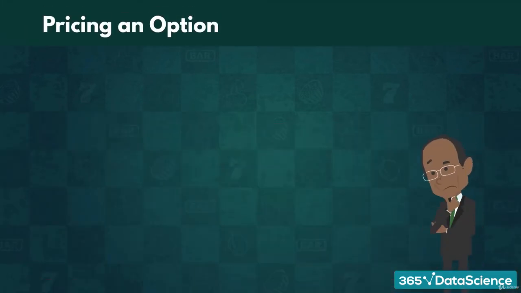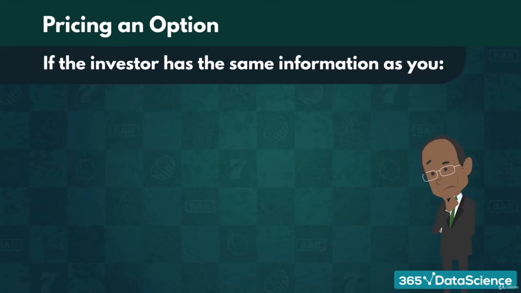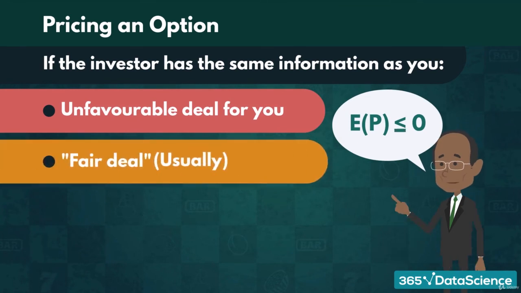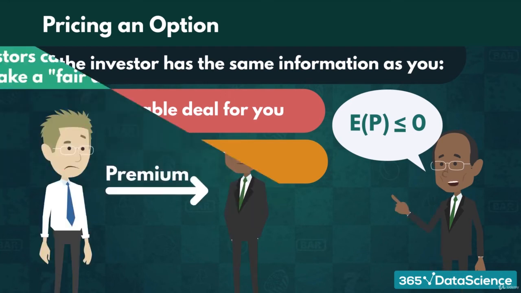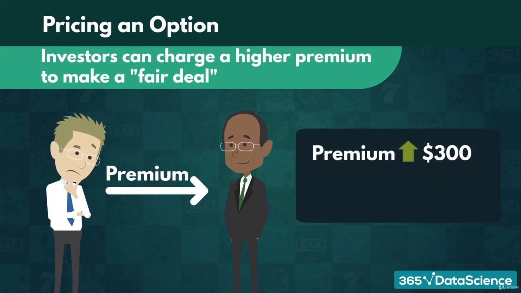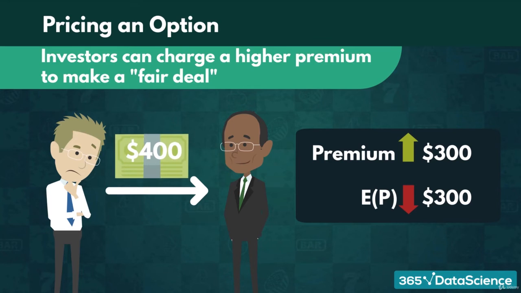Usually, your counterparty that charges the premium is also making their calculations. If they had the same information as you, they would either make the deal unfavorable for you or at least a fair deal. We can assume that on average, institutions writing options are trying to balance the deal out and make it a fair deal. How can they do that? Well, they can charge a higher premium. In fact, if they charged exactly $300 higher for the option, the payoff would decrease by that amount, making it a fair deal. Therefore, we should accept the offer for any premium up to $400.